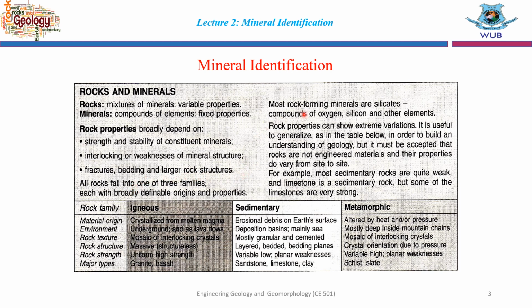Most rock-forming minerals are silicates. That means most of the rock is formed from silicon dioxide, a compound of oxygen, silicon, and other elements. Rock properties can show extreme variation. It is useful to generalize as in the table below. Rock family: material, origin, environment of rocks, texture, rock structure, rock strength. Major types, actually: there are three types of rocks, you know: igneous, sedimentary, and metamorphic rock.